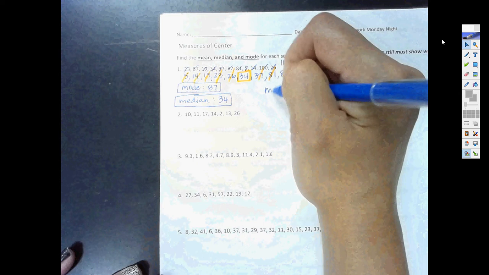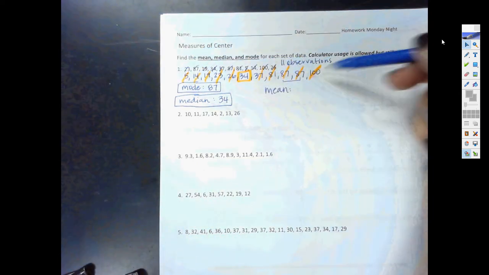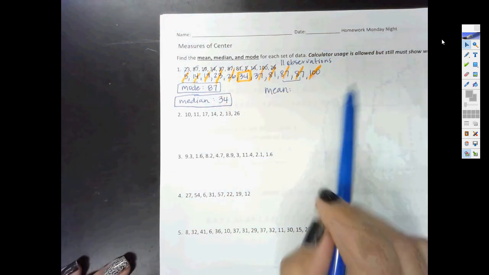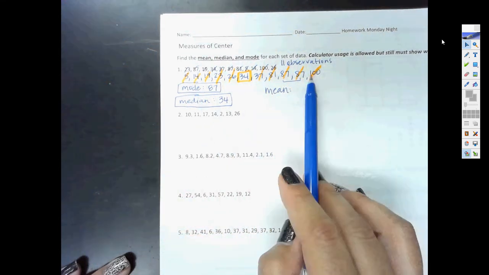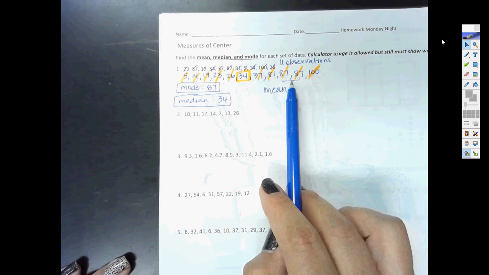So then last we're going to find the mean, and the mean is the average. This is where we're going to add up all of our numbers and divide by how many observations we have. Now, as you notice, I said a calculator is allowed, but you still must show your work. So see, I've written my numbers in order. I've shown how I've gotten the median. I showed how I figured out the mode.